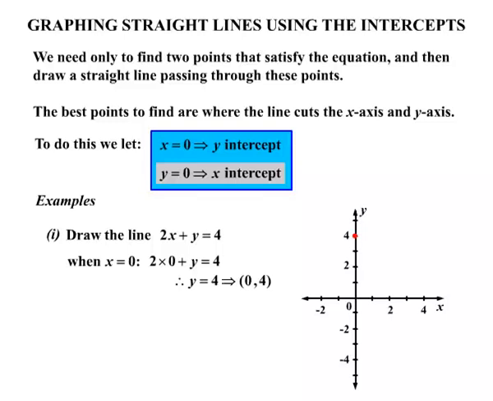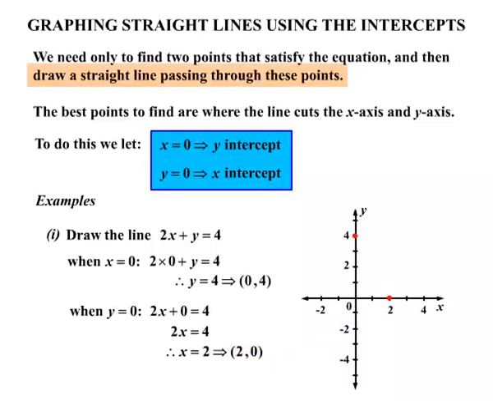Our next step is to find the x-intercept by letting y equal 0. So when y is 0, we substitute into our equation. We get 2x plus 0 equals 4, and 2x plus 0 is simply 2x. So we have 2x equals 4, and if 2x equals 4, then x must equal 2. So we've got x equals 2 and y equals 0, so the point is (2, 0), and on the graph, that's where it cuts the x-axis.